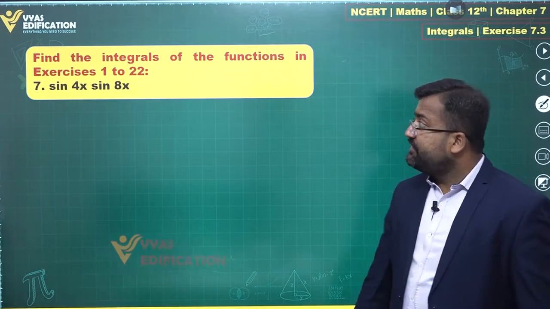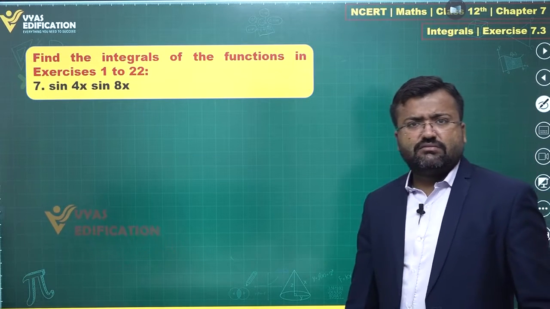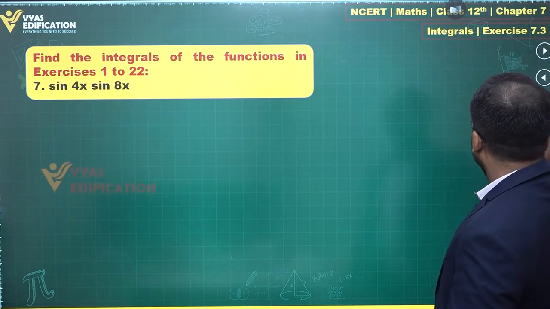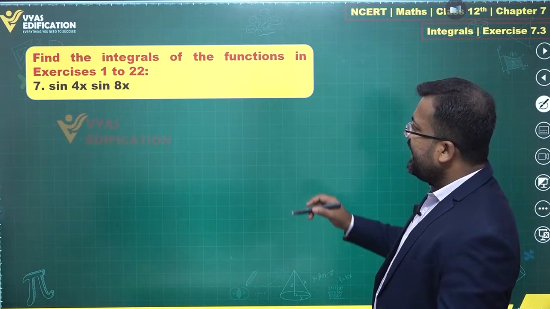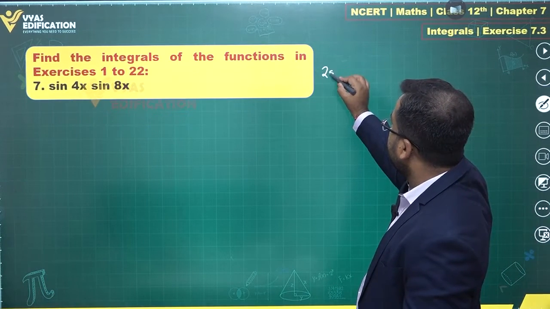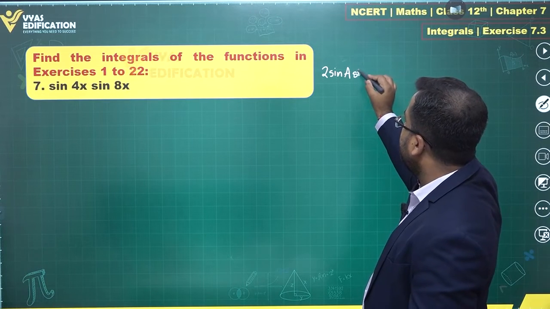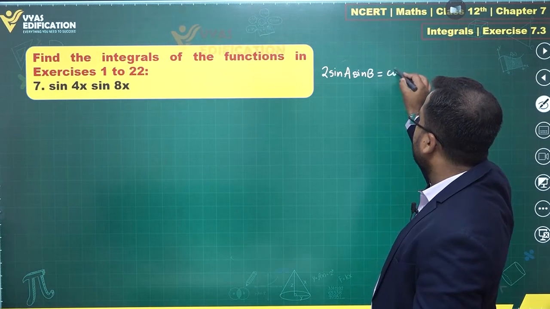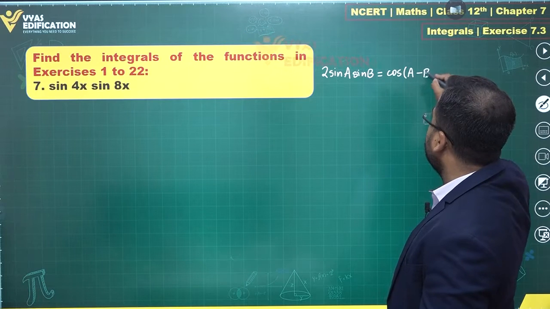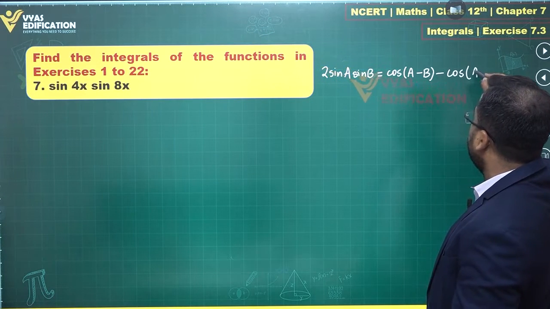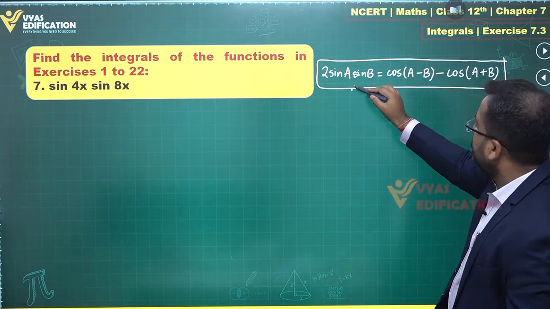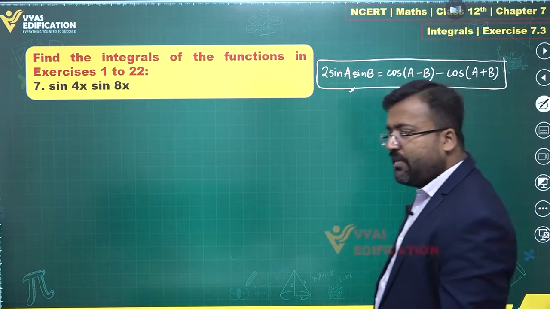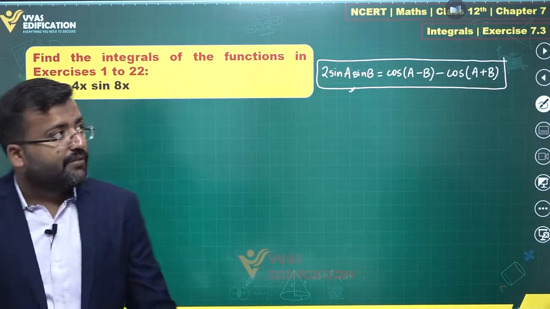The 7th question says we have sine 4x into sine 8x. This looks simple. We can handle this with the help of the identity 2 sine A sine B, which is cos of A minus B minus cos of A plus B, right? Since these are two sines, cos of A minus B will come ahead.